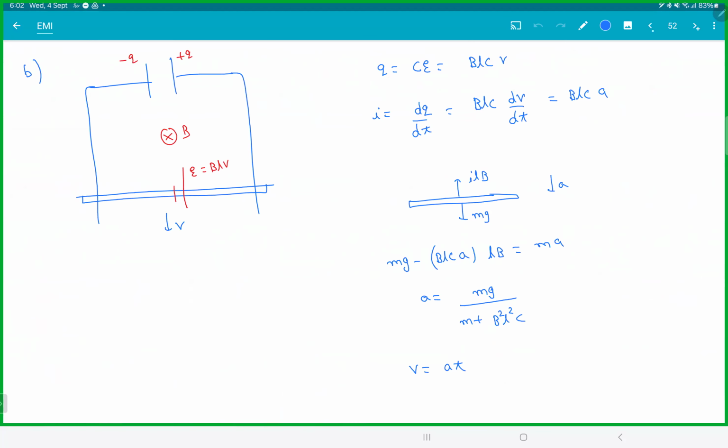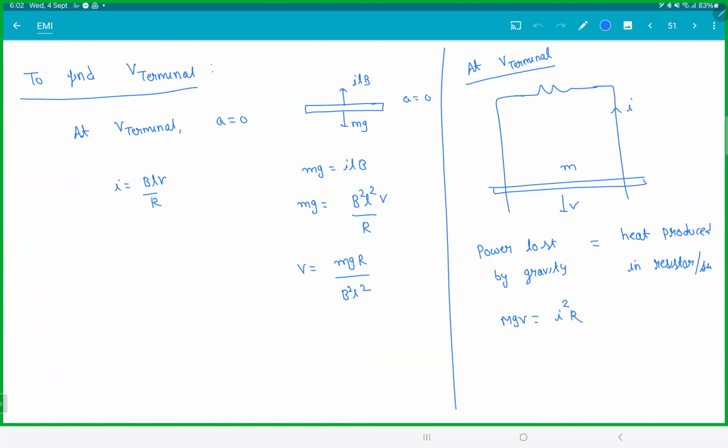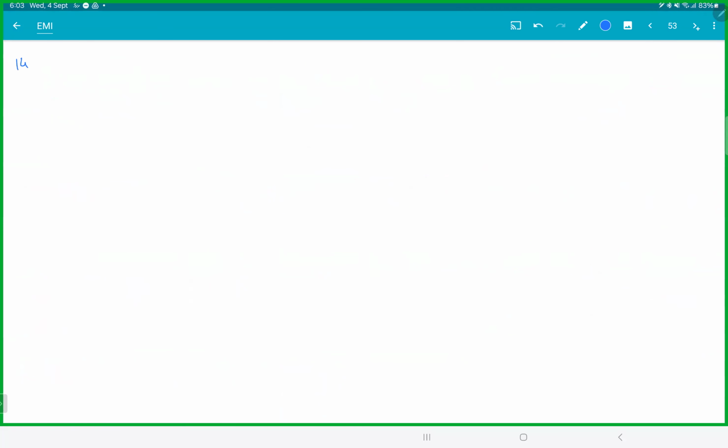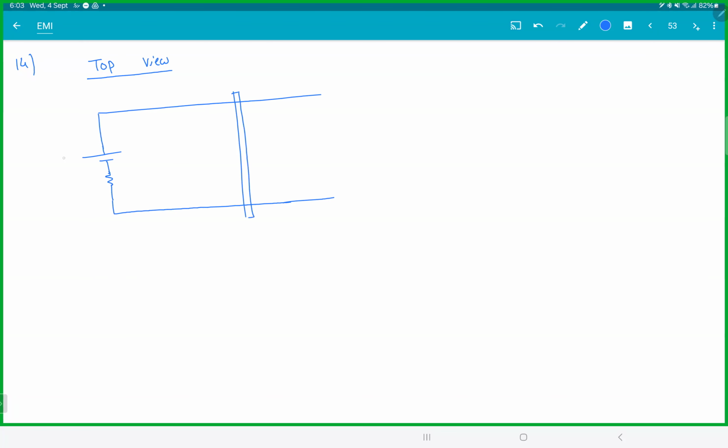So this was the last thing that we did. Let's start off with a problem. This is your top view. So we have two conducting rails. We have a battery, a resistor, and we have a rod. The system is released from rest. These are smooth rails. Find velocity after time t.